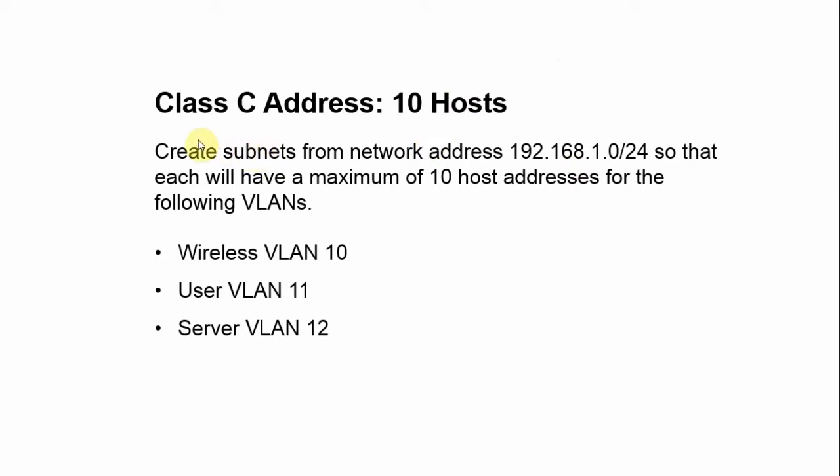So this first example is a Class C address, and I want to create subnets from 192.168.1.0/24, so each will have a maximum of 10 host addresses for these three VLANs. So I'm going to use this top level network address. It's a /24, so it's the default subnet mask, and I'm going to use subnetting to create additional new subnets and assign them to these different VLANs: wireless, user, and server.